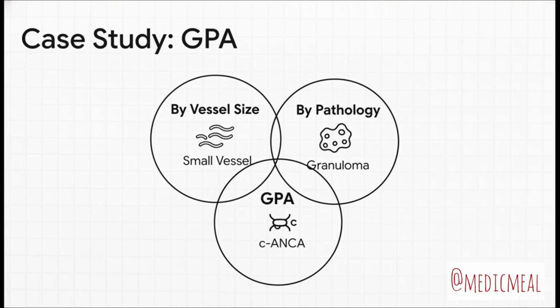Looked at through the lens of vessel size, it's a small vessel vasculitis. Through the pathology lens, it's a granulomatous vasculitis. And through the serology lens, it's our classic C-ANCA-associated vasculitis. See how that works? It perfectly illustrates how one disease fits neatly into each of our frameworks.